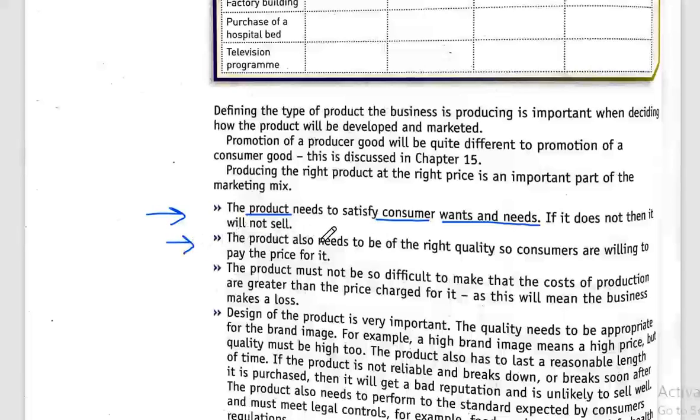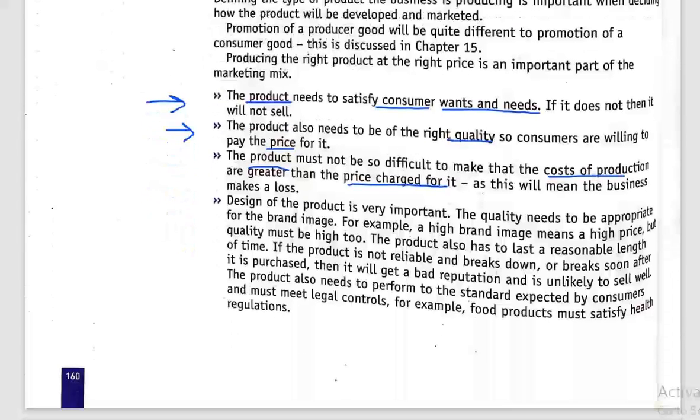The product also needs to be the right quality so the consumers are willing to pay the price for it. The product must not be so difficult to make that the cost of production is greater than the price charged for it. So I must make sure that the product doesn't cost me more than the price I will be charging my consumers, whether it's a business or an individual.